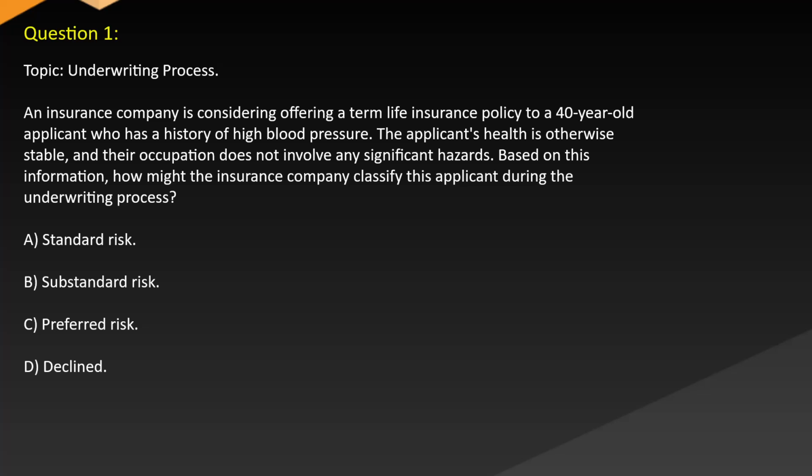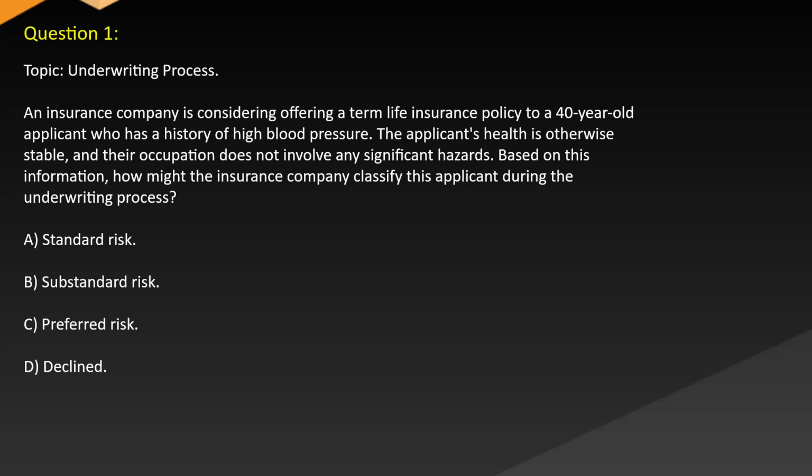Question 1. Topic: Underwriting process. An insurance company is considering offering a term life insurance policy to a 40-year-old applicant who has a history of high blood pressure. The applicant's health is otherwise stable, and their occupation does not involve any significant hazards. Based on this information, how might the insurance company classify this applicant during the underwriting process?